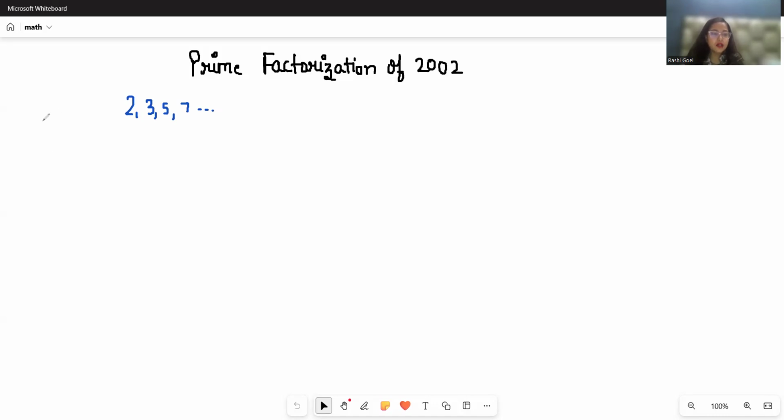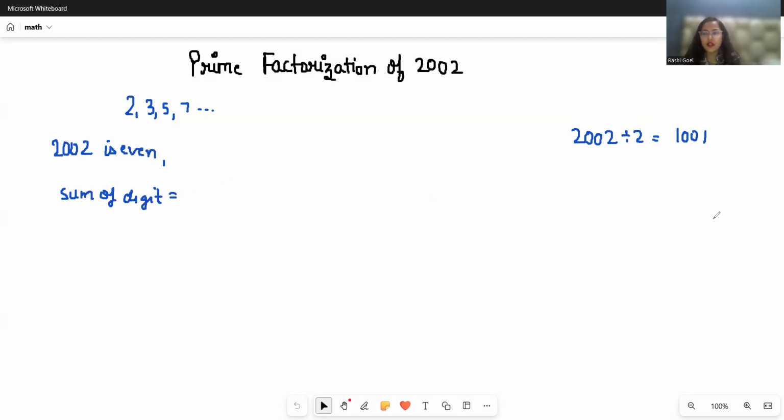So let's start. We can see that 2002 is even, so it's divisible by 2. It gave us 1001. Now factor 1001. Because 1001 is odd, we cannot further divide it by 2.